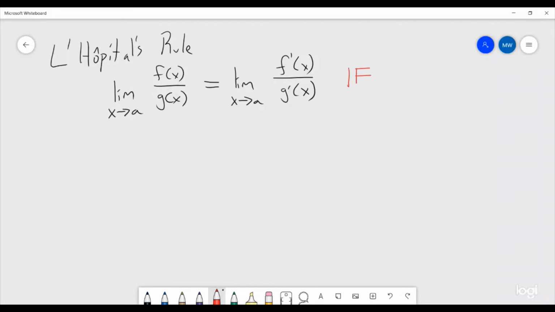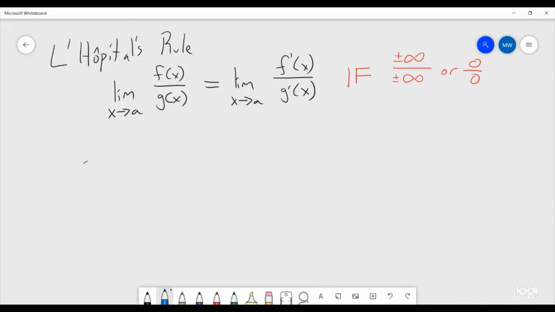Specifically, if it is of the form plus or minus infinity over plus or minus infinity, or 0 over 0. And those are the only times that you can use L'Hopital's rule. If it's not one of those two circumstances, you cannot use L'Hopital's rule. But the question then becomes, what about other indeterminate forms? Because there's a whole bunch of different indeterminate forms.